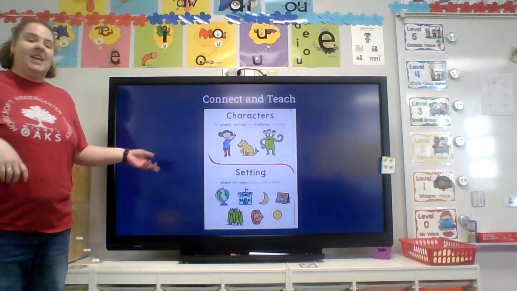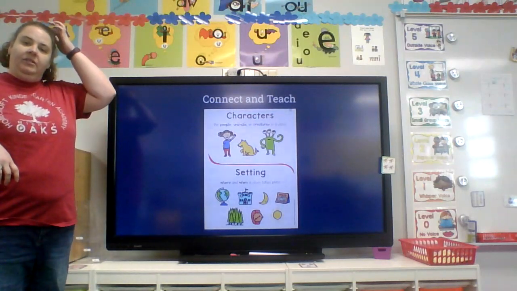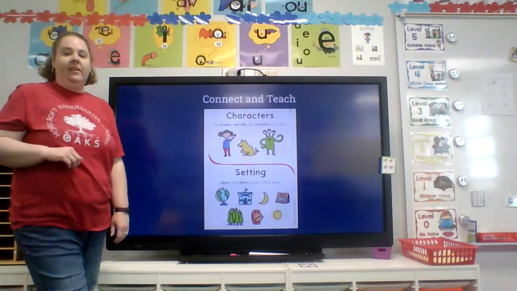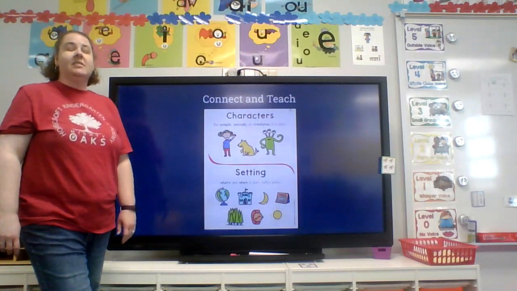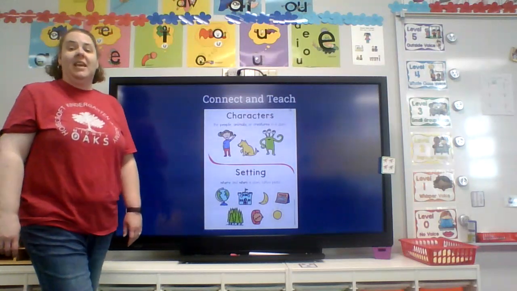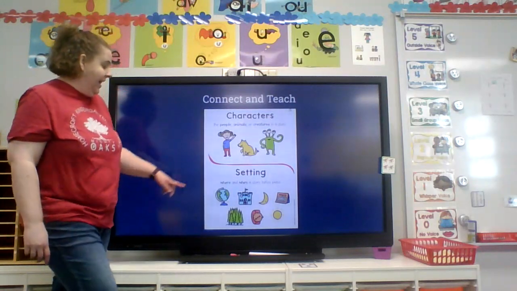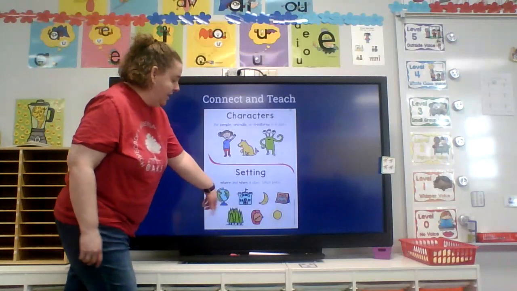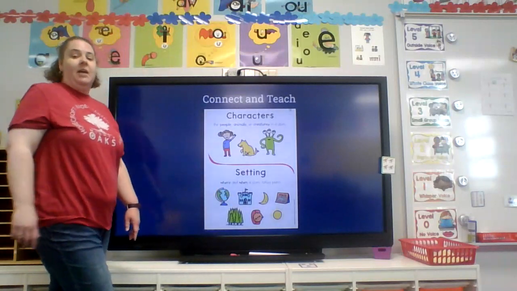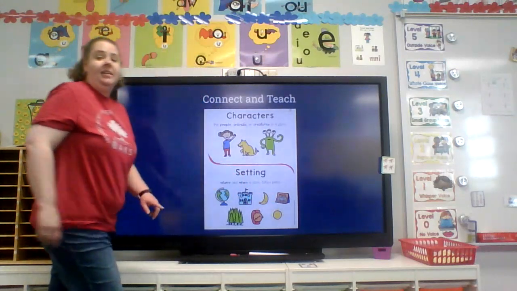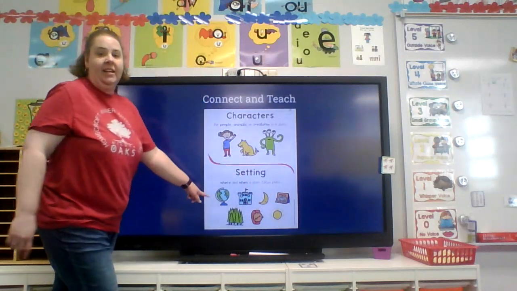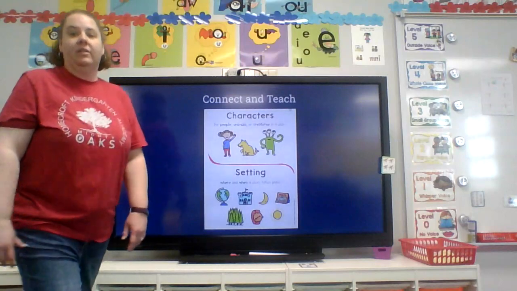Good. What's the setting of the story? What's the setting? That's right. The setting tells where the story takes place. So it could be like in the castle or in the forest, or it can even tell what time of day it is. Is it during the day and is it sunny, or is it at night, or even where it's at in the world.